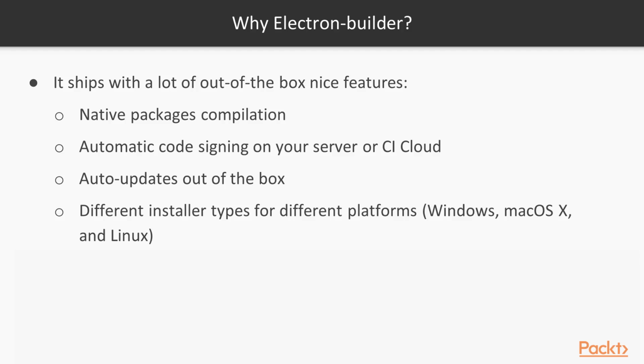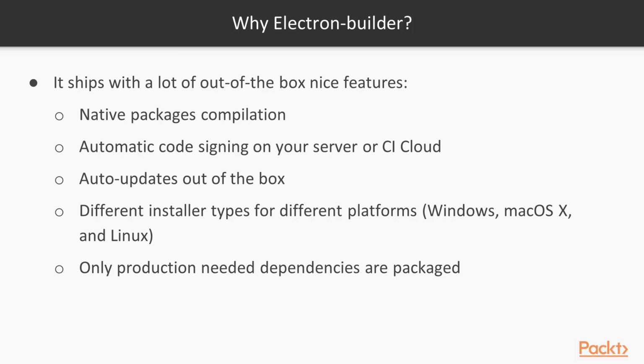Different installer types for different platforms, so you can have different targets for Windows, Mac OS X, and Linux. All of those different types of installers can be packaged with a single Electron Builder software, all in one toolchain. And only the production dependencies are packaged, so you don't really need to specify anything for your development dependencies. Just run the command line interface or the script, and the dependencies are managed automatically by Electron Builder.